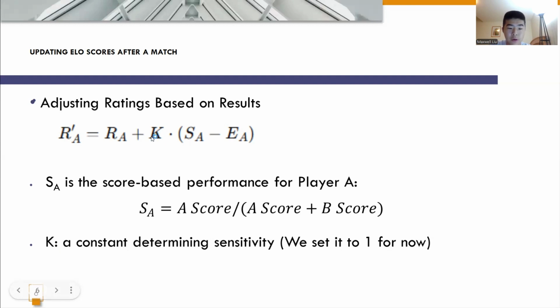So K is also a constant that we need to multiply in this formula because it's used to determine sensitivity and also changes in ratings over time. And I tested it out, and 1 right now is a good starting point because it's stable and also provides solid ratings.